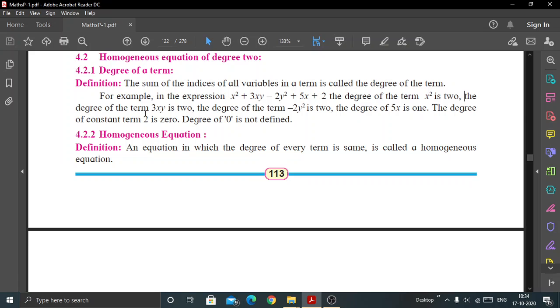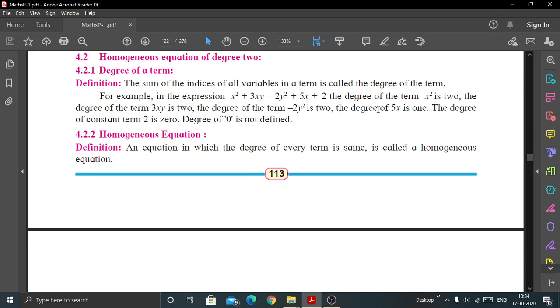Next, consider the term plus 3xy. Here the degree of the term 3xy is 2 because the power of x is 1 and power of y is 1. 1 plus 1 gives 2. So the degree of the term 3xy is 2. Next, consider the term minus 2y square. Here the degree of the term is 2 because the power of y is 2.